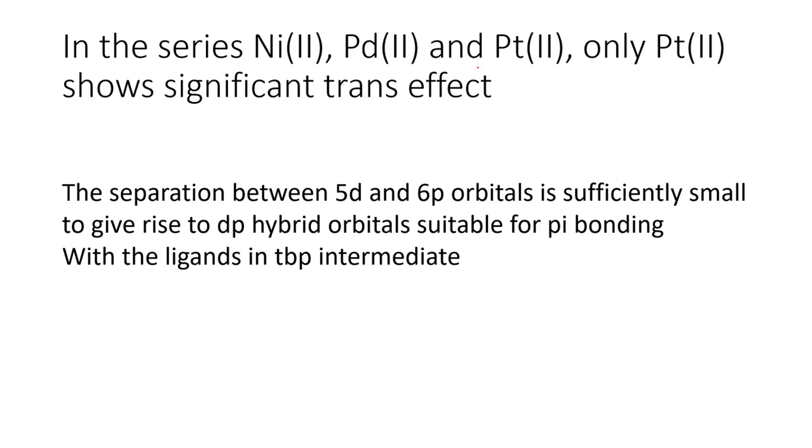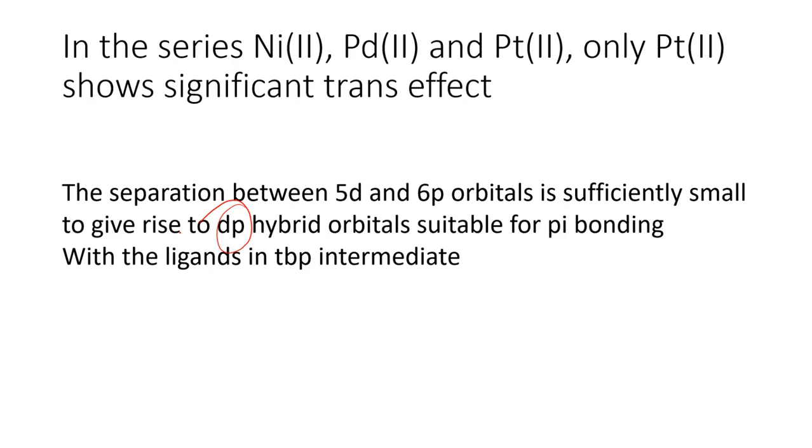Because the separation between the 5d and 6p orbitals is sufficiently small to give rise to dp hybrid orbitals. You should mention that dp hybrid orbitals are actually suitable for pi bonding with the ligands, or you can say the metal to ligand pi bonding in the TBP type of intermediate.